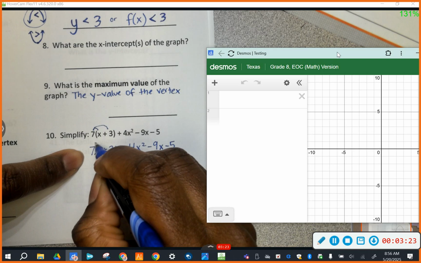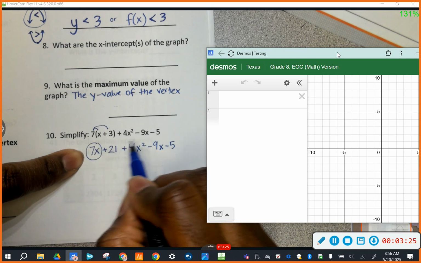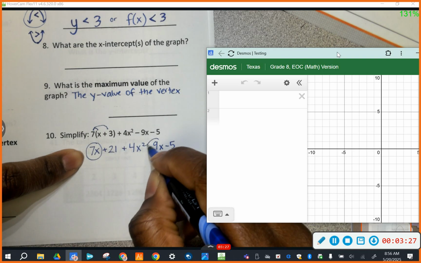Okay, so if I'm looking at the x's, 7x only can be added with other x's, and that's a -9.